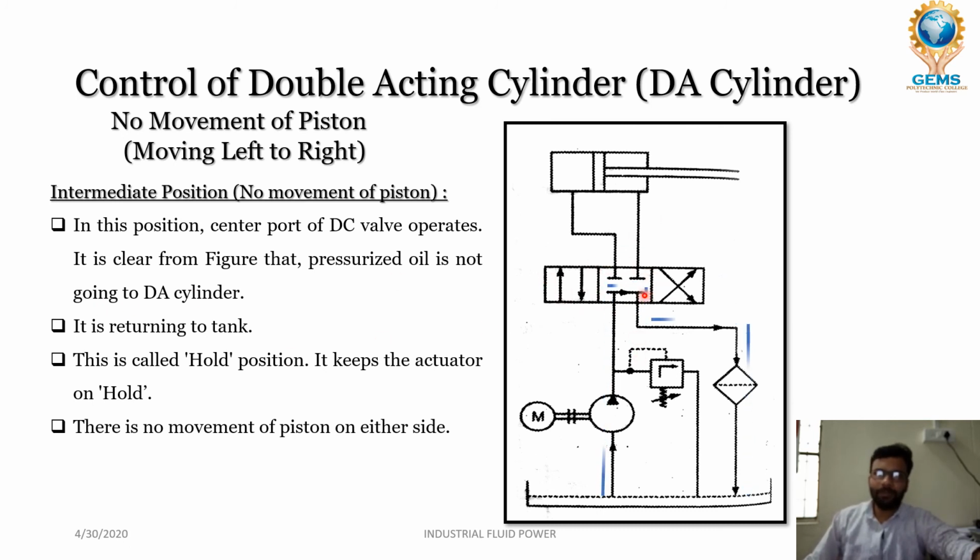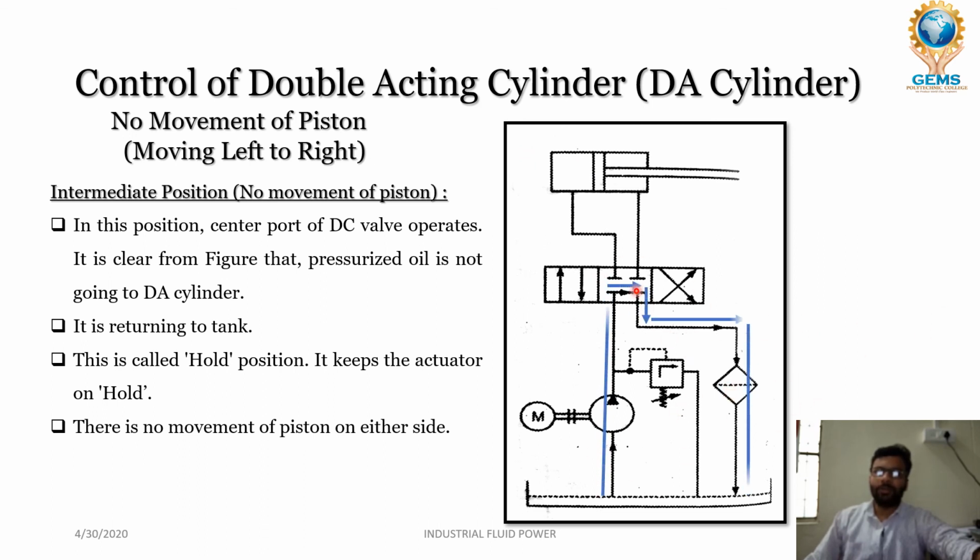It is clear from the figure that pressurized oil is not going to the double acting cylinder. Okay, it is returning to the tank. This is called the hold position. It keeps the actuator on hold. The actuator will not move left or right. So there is no movement of the piston on either side.